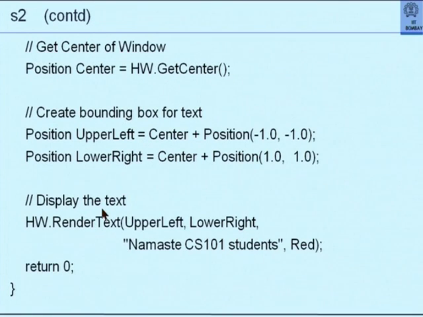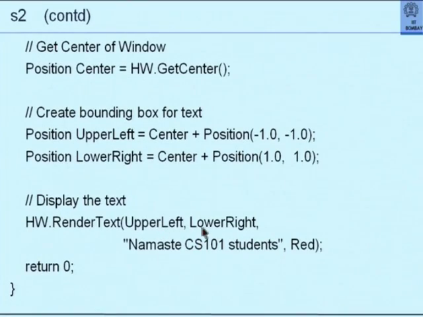Having done that, I can display the text for which there is a member function called render text. HW is my window object. It could have been any window. So if I have 5 windows, in any one window, I can use that window dot render text. And whatever I write will be rendered there. Render text requires these parameters, upper left, lower right. These are positions. It's not x coordinate, y coordinate, x coordinate; these are positions, which incidentally have x and y coordinates. And then I write the string, and I can also specify in which color I would like to write this.